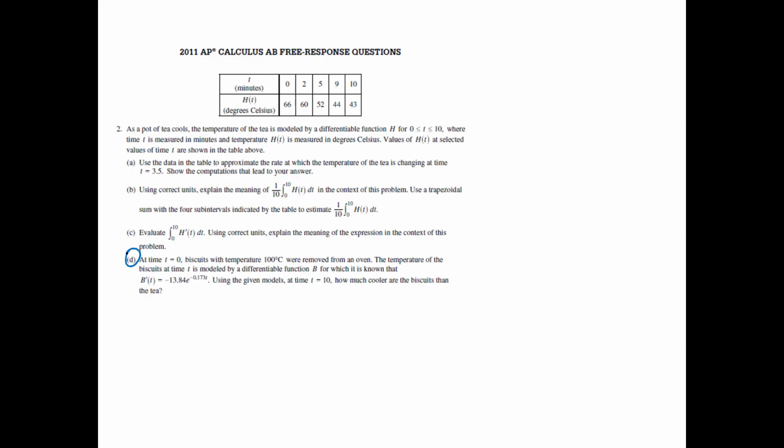For D, it says at t equals 0, biscuits with a temperature of 100 degrees were removed from an oven. The temperature of the biscuit at time t is modeled by the differentiable function B, for which it is known that B prime of t equals negative 13.84 e to the negative 0.173 t. Using the given model at time t equals 10, how much cooler are the biscuits than the tea?